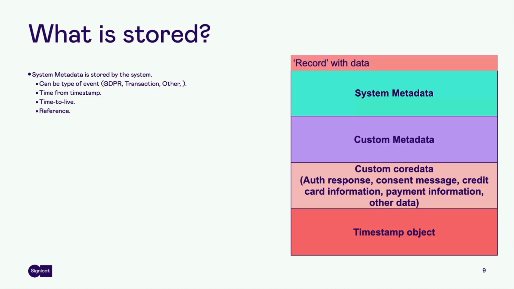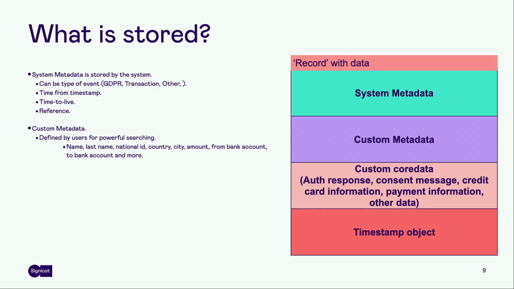And the system metadata, as I said, is stored by the data, and it could be type of event. So if you want to say that this record is a GDPR record, you can add that to the type. Or it could be a transaction, or it could be other, or it could be know your customer, KYC, and it's up to you. And you always have the timestamp. You always have the time to live, and you always have a reference.